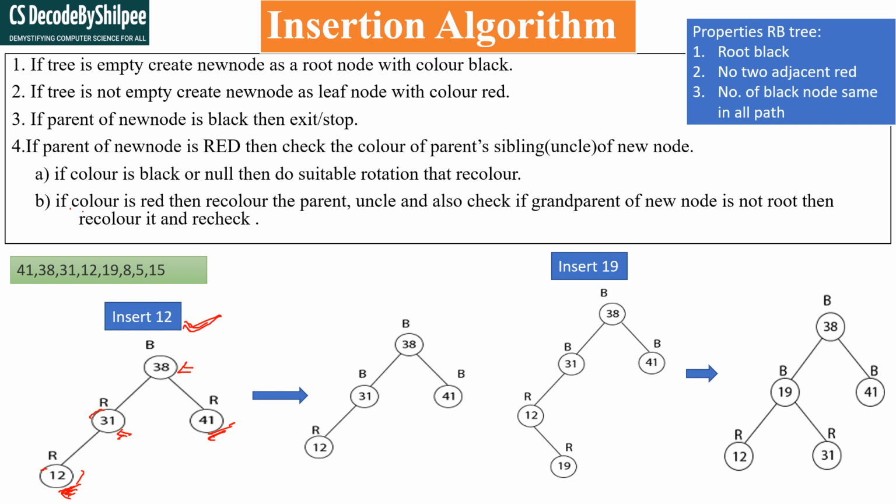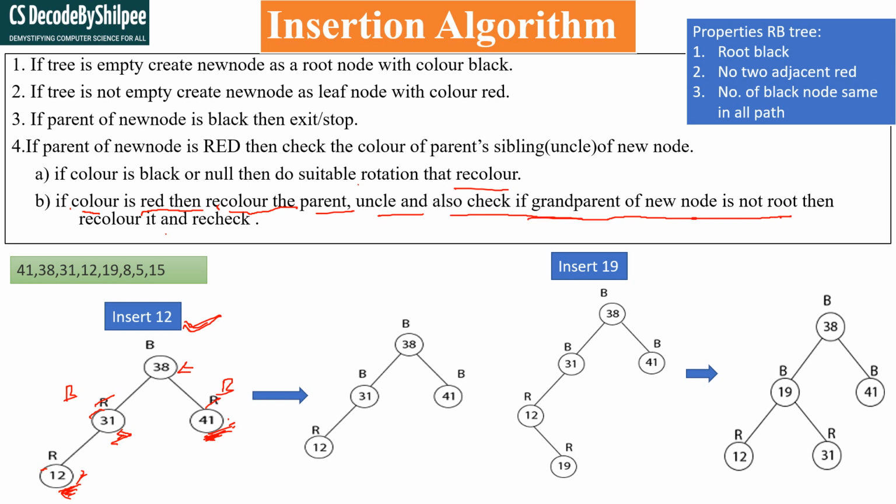So if you look here, it says that if the uncle color is red, then you recolor the parent and uncle, and also check the grandparent of the new node. And if the grandparent of the new node is not root, then recolor it and recheck. Meaning, if the parent color is red and the uncle color is also red, then in this situation you perform recolor. If it is black or null, then you perform rotation and recolor. If the uncle color is red, you perform recoloring. Recoloring means whatever the color of the parent, that is going to change now. That's black. This is black. Next, what will you do? You have changed the parent color and uncle color. Then it also says that you have to check the grandparent.